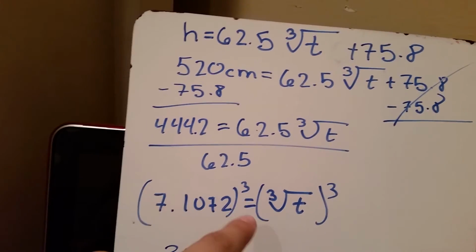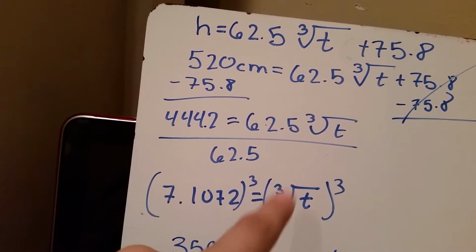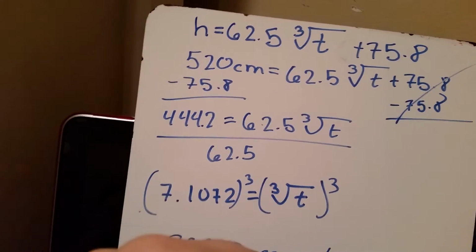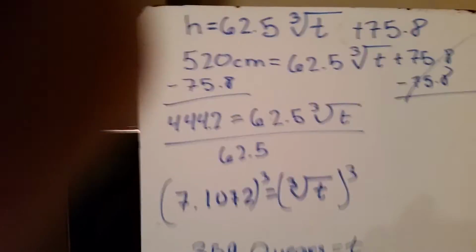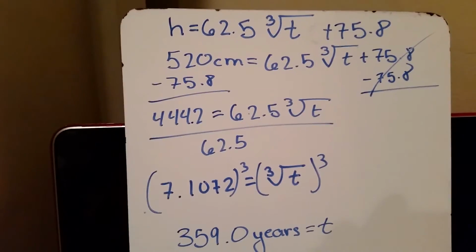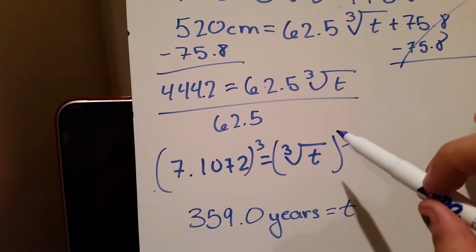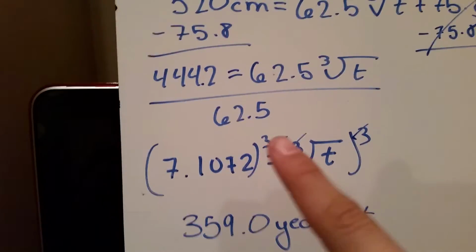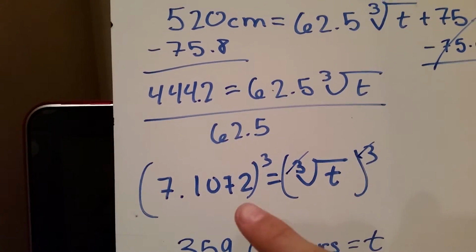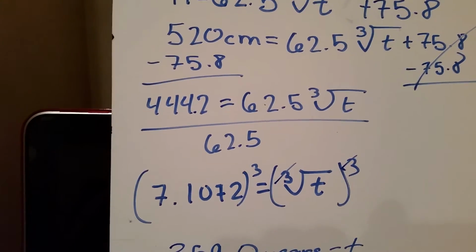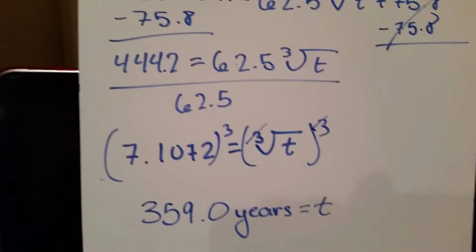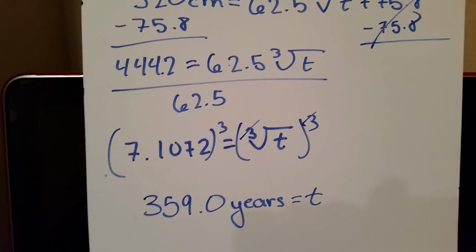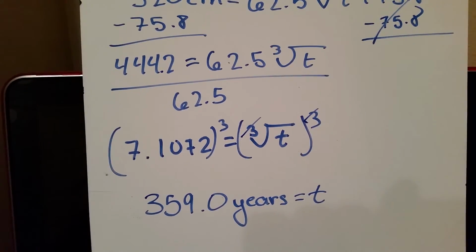Take 62.5 divided by itself and the other side of the equal sign to get 7.1072 equals 3 to the square root of t. To get rid of the 3 and get t alone, you have to put it to the exponent of 3. So these two now cancel out. Once you take 7.1072 to the power of 3, you get 359.0 years old. That's pretty old.